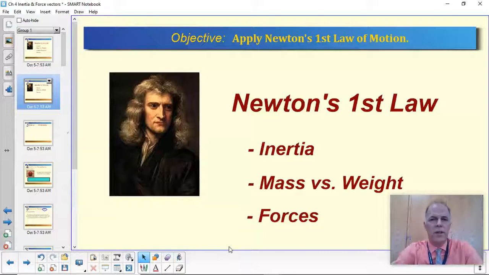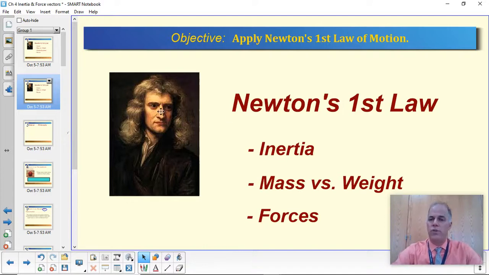Hey guys, today we're going to look at Newton's laws of motion. We're going to look at his first law and his second law. The first one is one we just kind of have to know generally what it means. The second one is more important though. There's some math attached to that one and it's very useful.